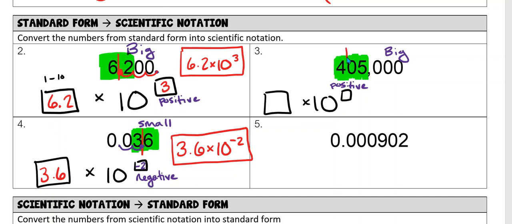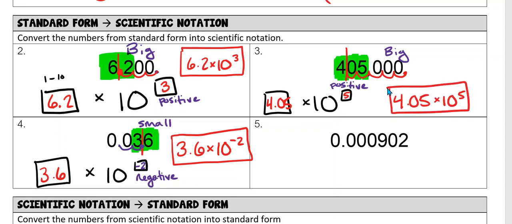And again, we just want 1 digit before the decimal point. So that digit that's furthest to the left. So this is going to be 4.05. And I know my decimal point starts at the end. So now I'm going to count 1, 2, 3, 4, 5 spaces. And since this is a big number, it's going to have a positive exponent. So my final answer is going to be 4.05 times 10 to the 5th power.